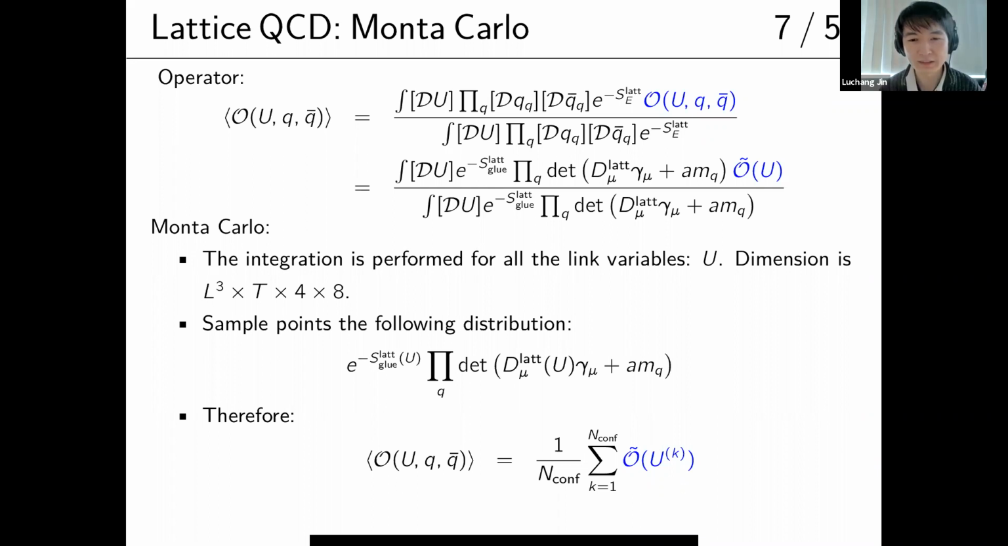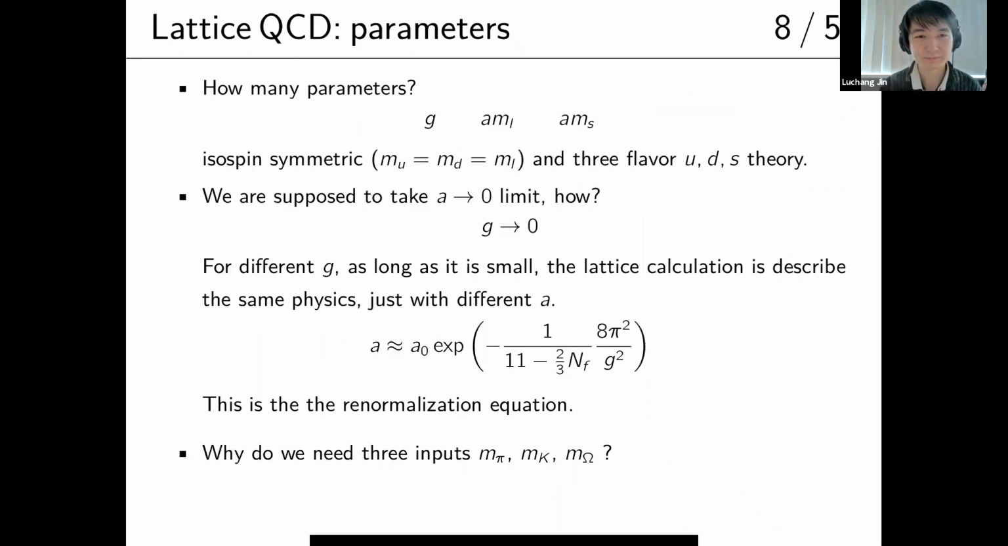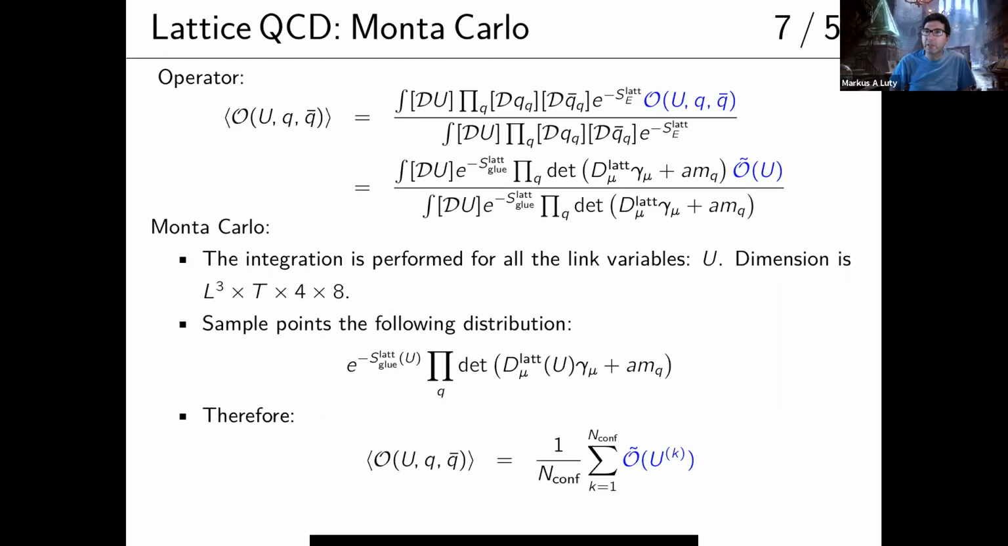So this is the big picture. Normally, the number of configurations is on the order of 100, and the dimension of the path integral is of order billions. So it's a very high dimensional integral, and we are using a few hundred points to calculate that with the Monte Carlo method.